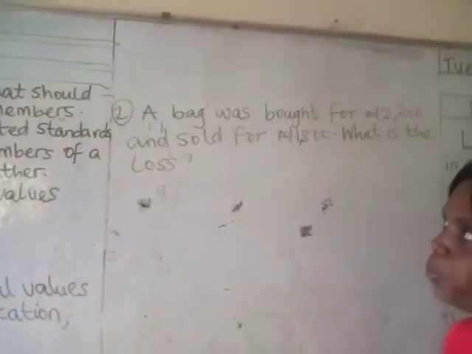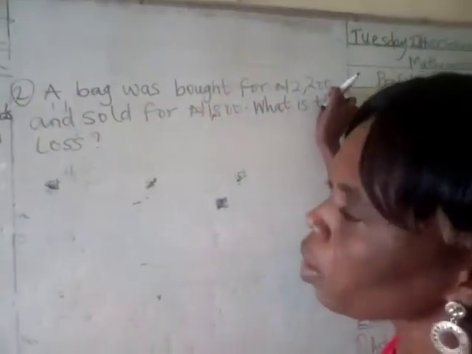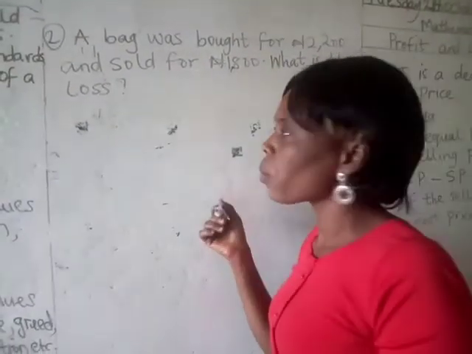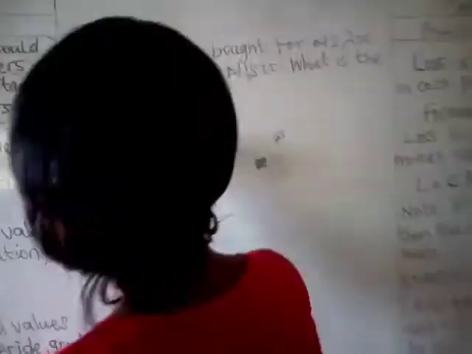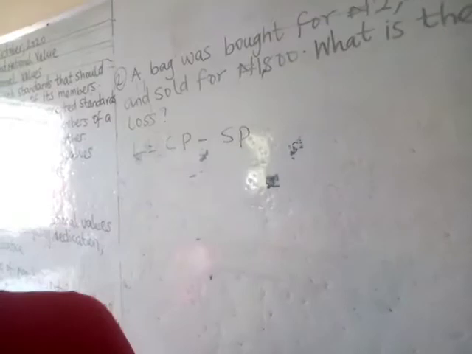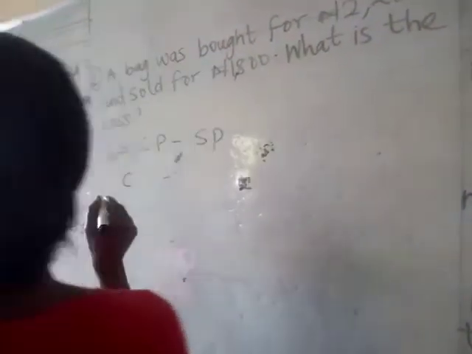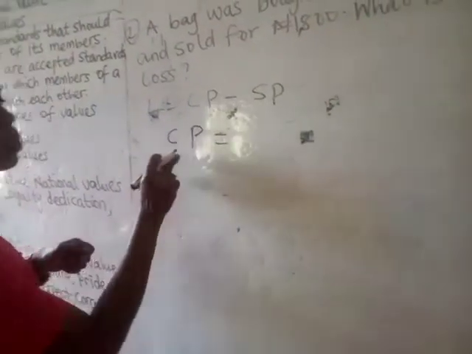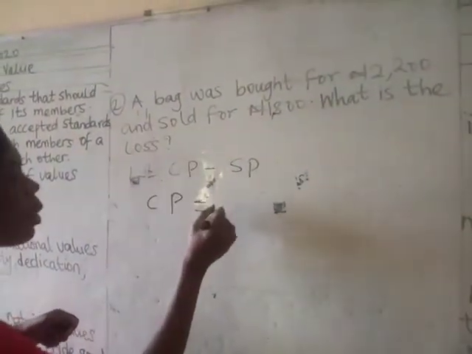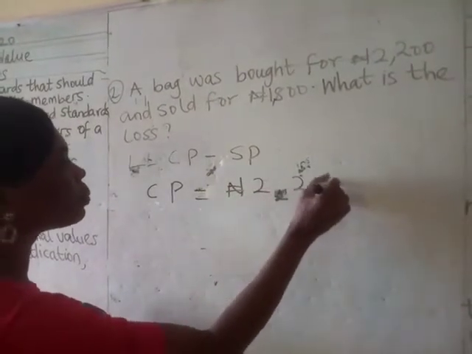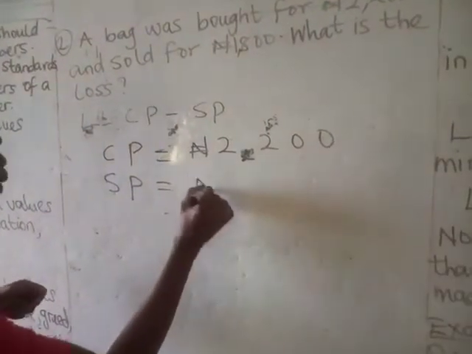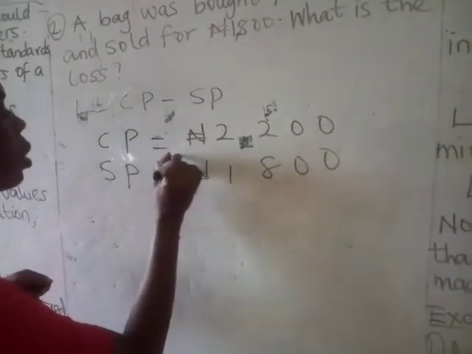Okay, now let's go to example 2. A bag was bought for 2,200 naira and sold for 1,800 naira. What is the loss? The same way we write our formula, our loss is equal to cost price minus selling price. Now, let's solve. Our CP, our cost price, from the question here, how much did he buy the bag? 2,200 naira. And our SP, how much did he sell the bag? That's the selling price, 1,800 naira. Our subtraction sign.